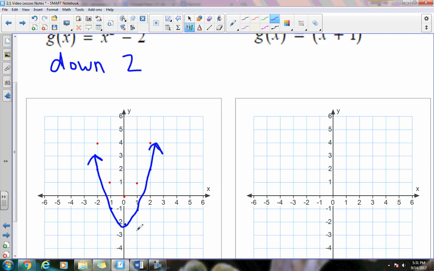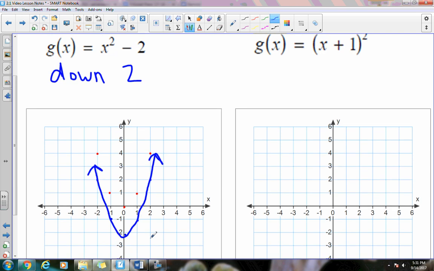And there we go. So in red is our parent function. Those are the key points. But in blue is x squared minus 2. We did that pretty quickly. I didn't have to pull out my graphing calculator. Done.